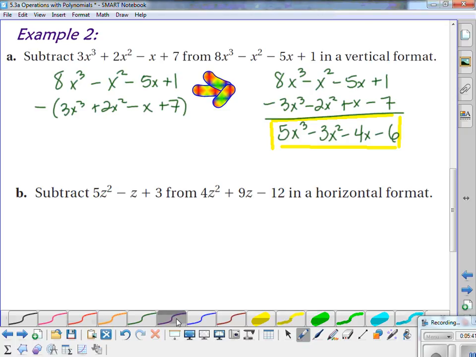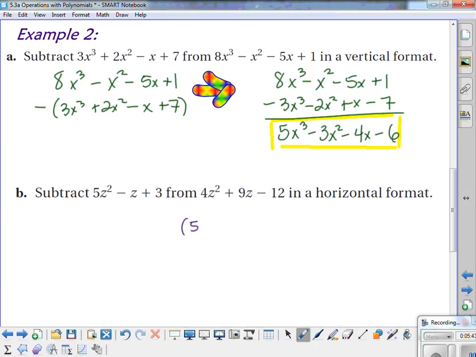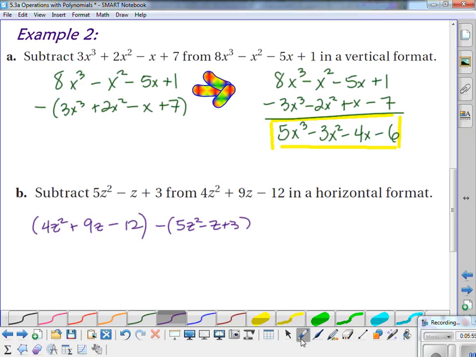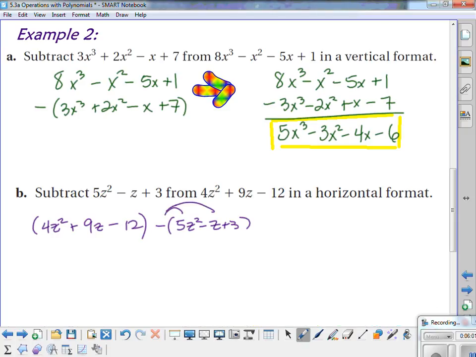Now, again, I'm subtracting 5z squared minus z plus 3. That's the one being subtracted from 4z squared plus 9z minus 12. So I assume, again, you treat it kind of like there's a negative 1 out in front. You have to distribute the negative to every single thing inside. So the first ones, I'm not doing anything to them because nothing's happening to them. And then we have minus 5z squared plus z minus 3.